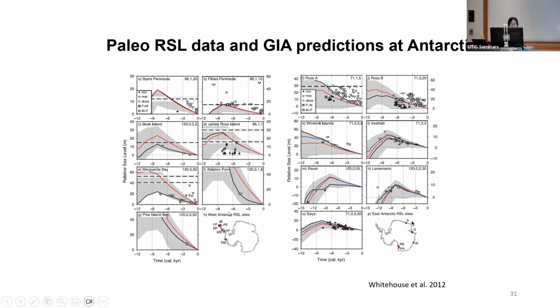But if we look at West Antarctica, you can see the model-data misfit is larger. This is because in their model, going back to around 10 years ago, they still used a very high viscosity in Antarctica. Right now we know in this region the viscosity of the upper mantle is very low, 1 to 2 orders of magnitude lower than the viscosity they used.